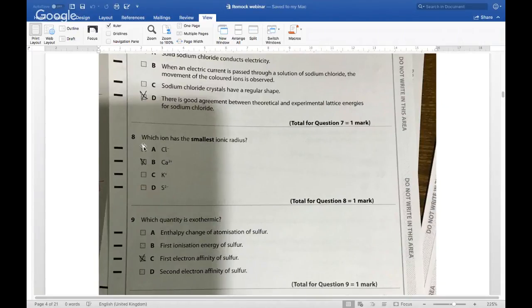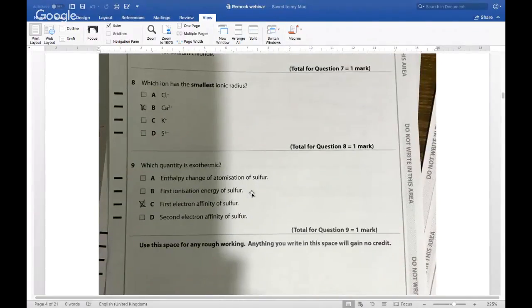Number 8, which ion has the smallest ionic radius? Right, you can rule out A and D, the reason being they're negative. If they've become negative ions, they have swollen, increased electron-electron repulsion. The S2 minus ion will be massive. Chloride ions, that's fat. Followed by, of course, the calcium 2+. The 2+ is going to be tiny. You've taken away 2 electrons. We all know as you ionize, the ion shrinks. So the 2+ is going to be the smallest.